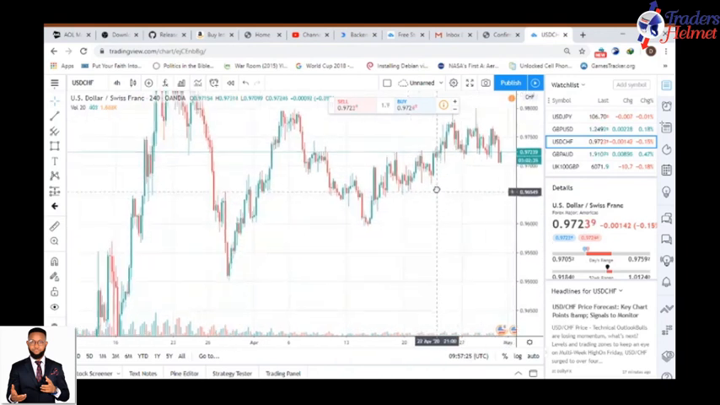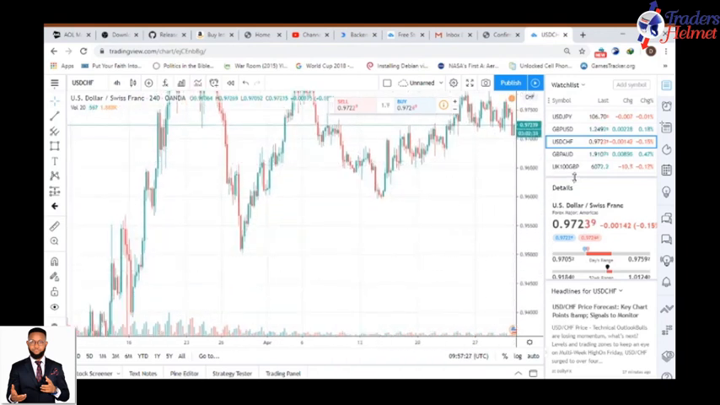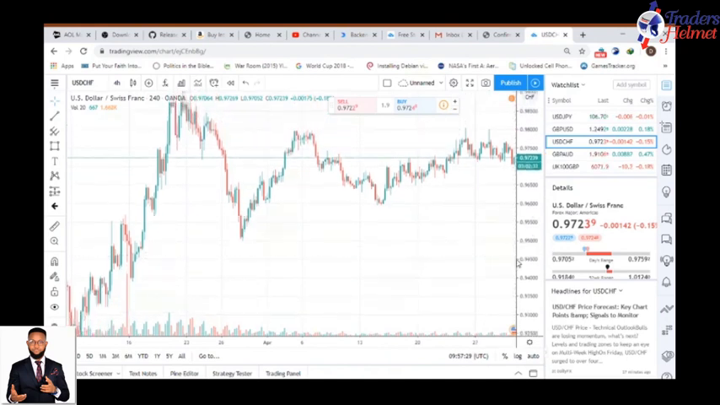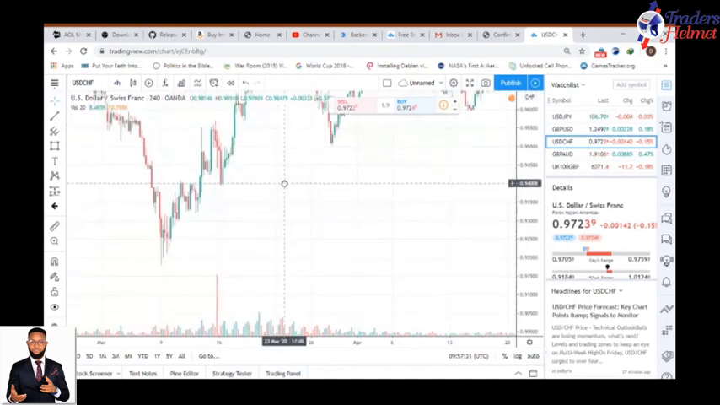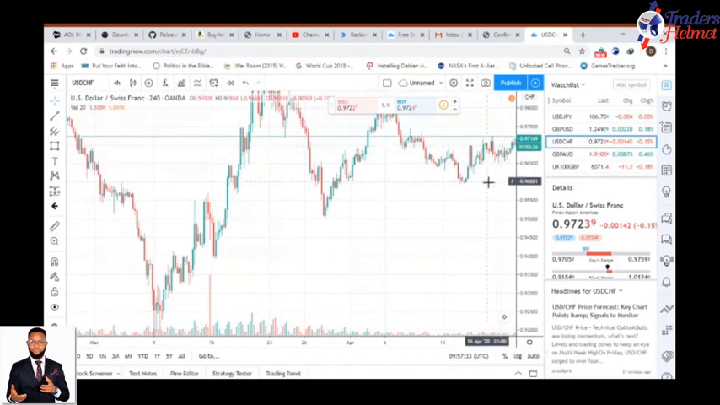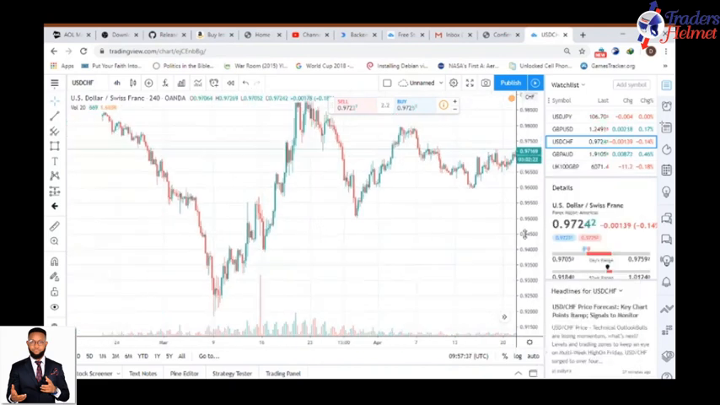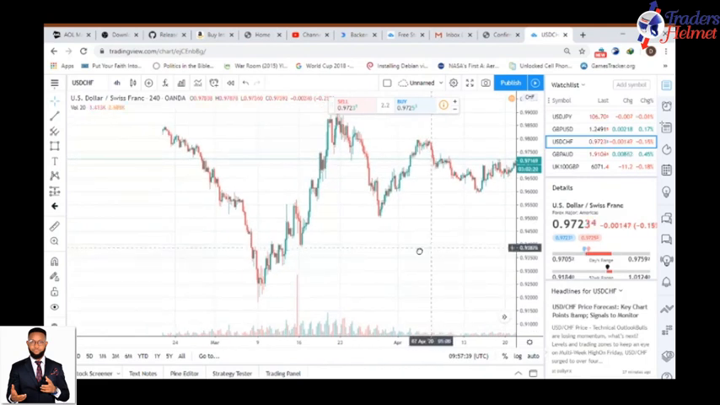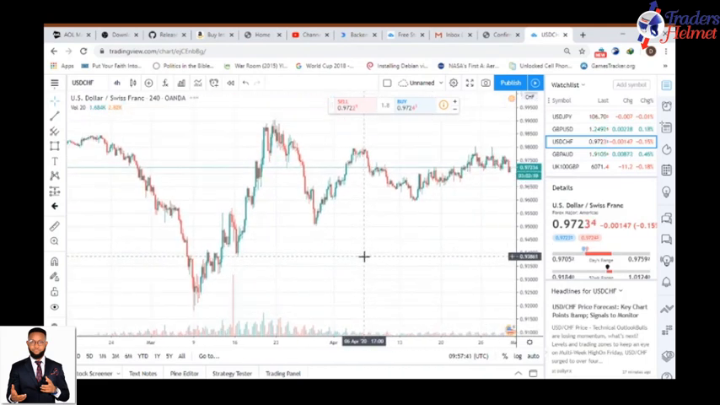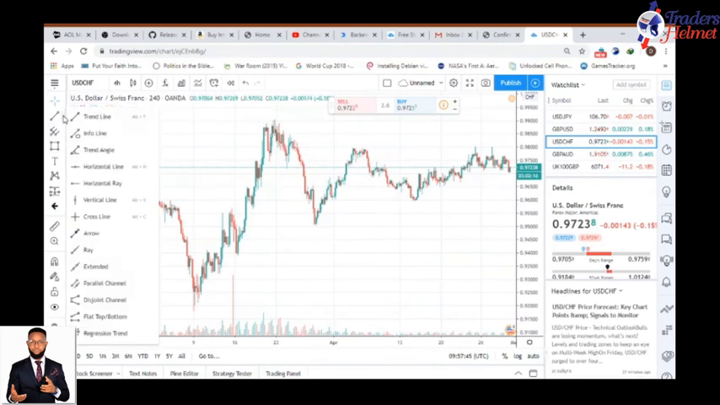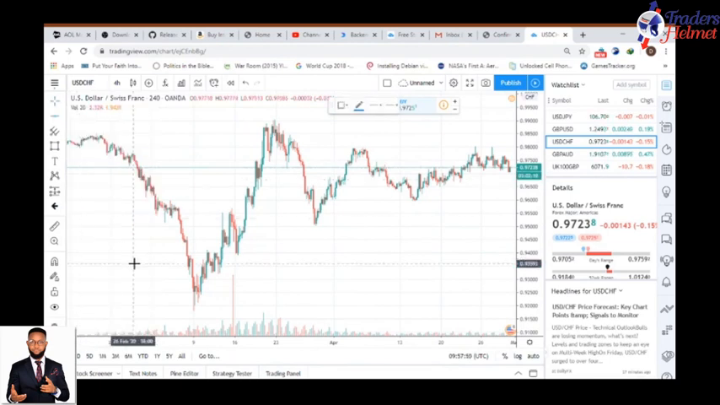If you can remember during the lectures, the support is the lowest point in the chart while the resistance is the highest point in the chart. So here you pick your tools, you get your horizontal line and then you drop it at the lowest point. Remember, the support is always the lowest point.